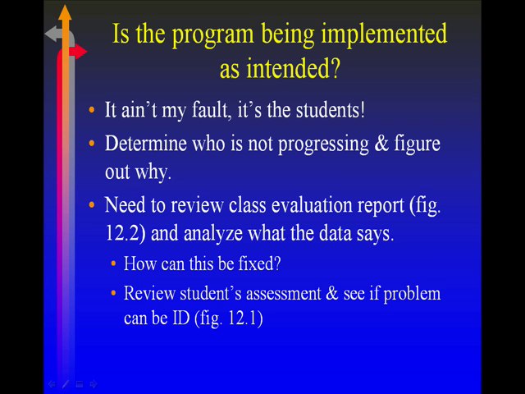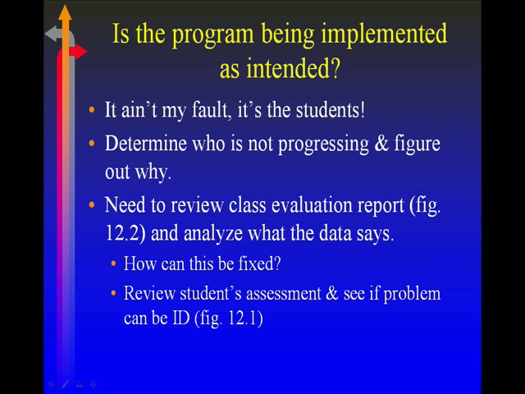So you've got to figure out how that can be fixed, and what was going on there. Then what you want to do is go back a couple pages to page 264, figure 12.1, and that's the actual grading sheet for the tennis overhead serve. Review the student assessment and see if you can figure out what the problem was.